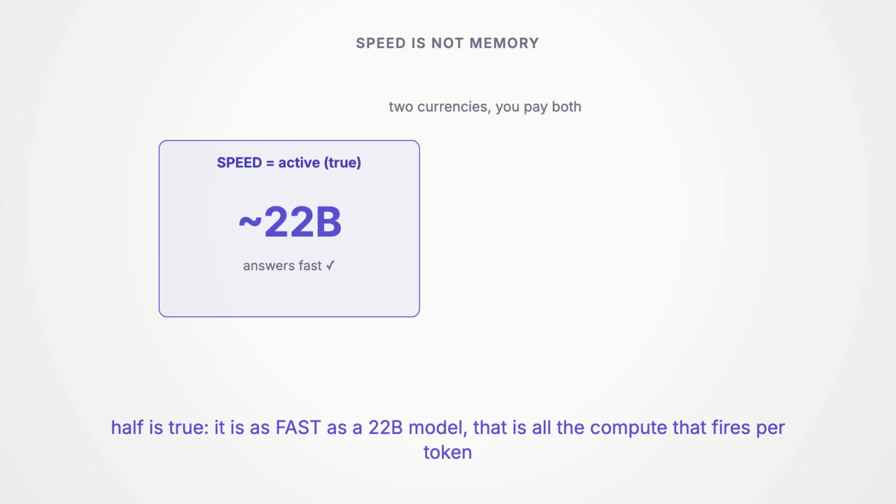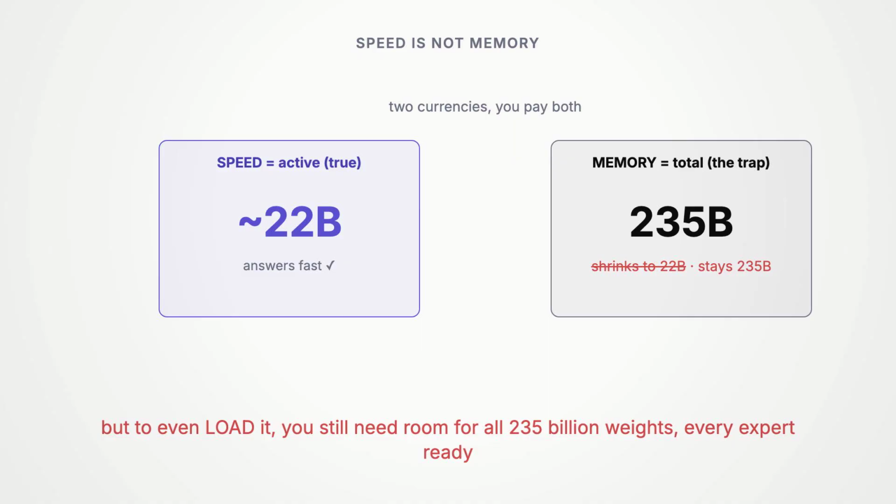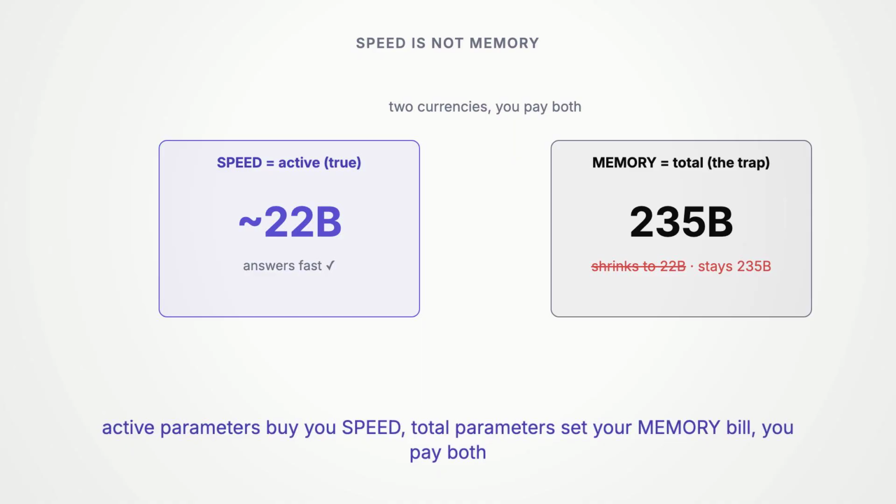But it does not run like a 22 billion model, because to even load it, you still need room for all 235 billion weights, sitting in memory, every expert ready. Active parameters buy you speed. Total parameters set your memory bill. Different currencies and you pay both.